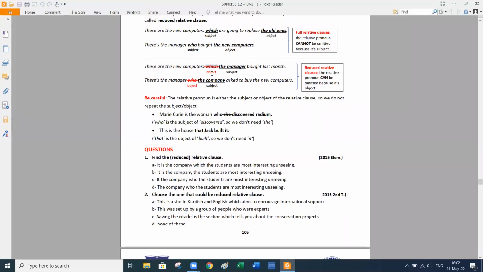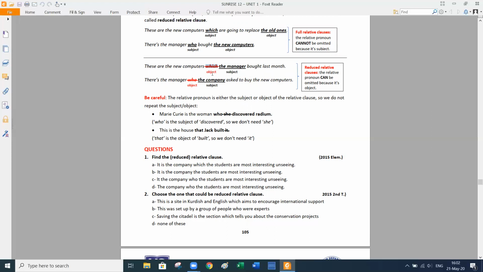So we understand that the relative pronoun is object, and this is a full relative clause. It means it's a defining relative clause. So because the relative pronoun which is object, we can leave it out. We can omit the relative pronoun. We can read the sentence like this. These are the new computers the manager bought last month. So which is not necessary. It's not compulsory in the sentence.